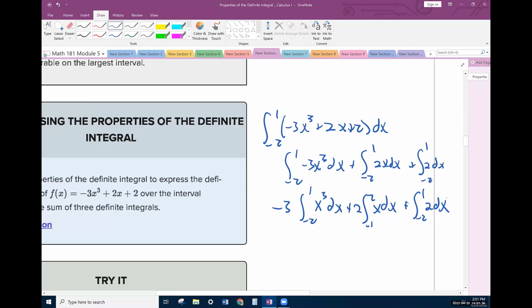They're leaving the 2 in there. You could pull it out, put a 1 in there, but I don't know what the difference is. And that's it. That's all they're asking for in this one.